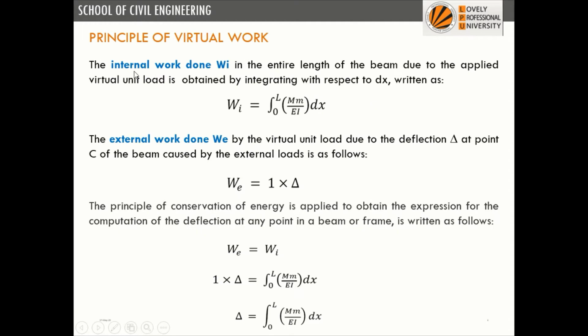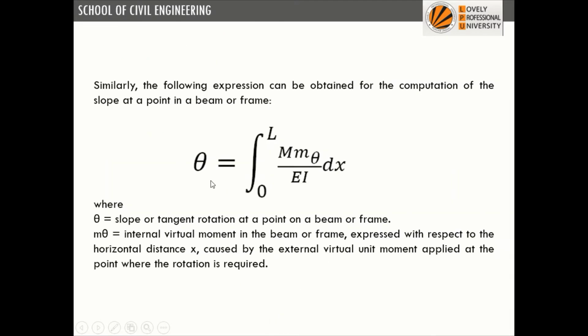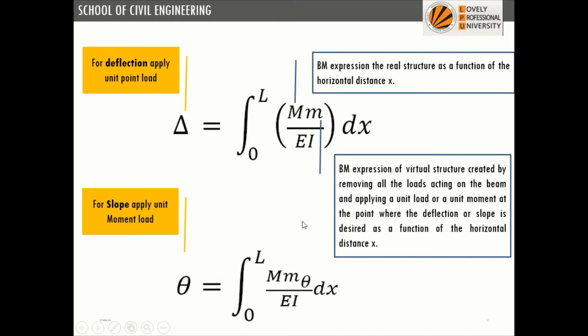We have to equate the Wi with We, internal work done equate to external work done. So when we equate these two, we get delta is equal to integration 0 to L Mm dx upon EI, and this equation we'll use for calculating the slope. So these are the two equations which we have to use, and we have to familiarize ourselves with the terms which are given here.